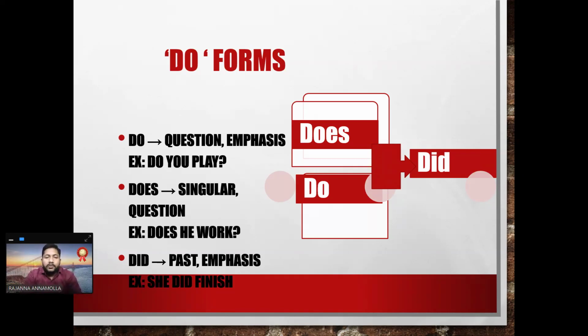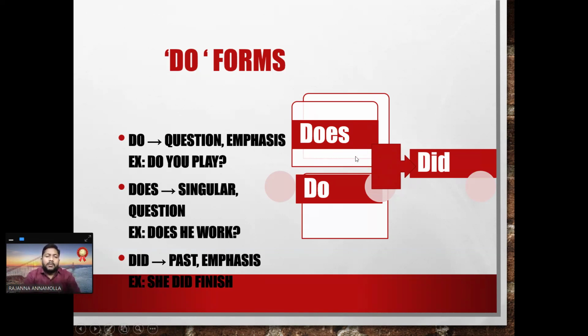Now the next form of the helping verb is the do forms. How many do forms are there? Three do forms are there: does, do, did. Present singular does, present plural do, and past singular and plural did only. So why do we use these do forms? These are used in interrogative sentences.